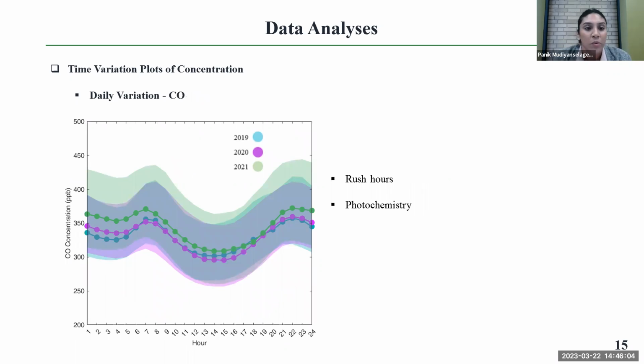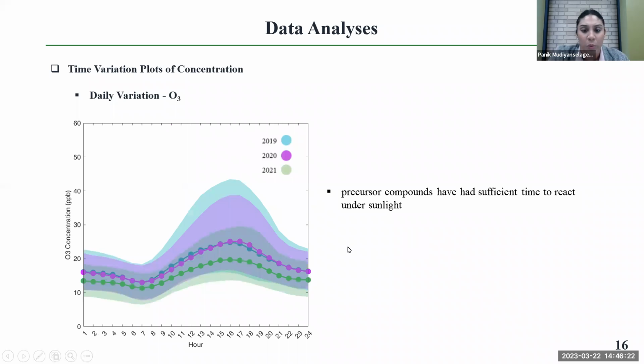Okay, and then we move on to the daily variations. For CO, we would expect there to be peaks during rush hours, like from 7 to 8 a.m. here, and then decreasing maybe during the daytime under photochemical activity. And then ozone, we can see 7 to 8 may be the rush hour, and then you have all sorts of NOx and VOC emissions, and then under sufficient time in the sunlight, you see ozone being formed.